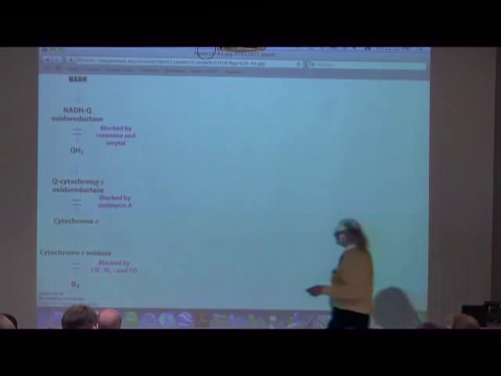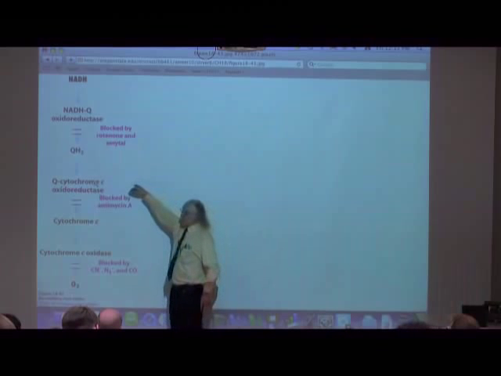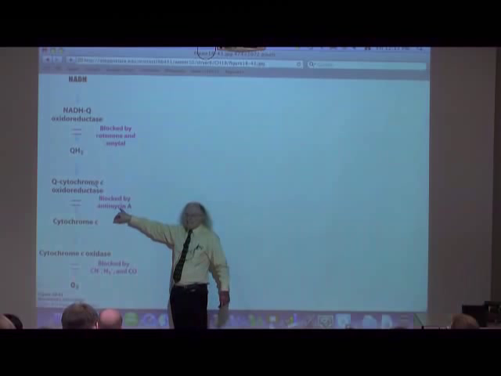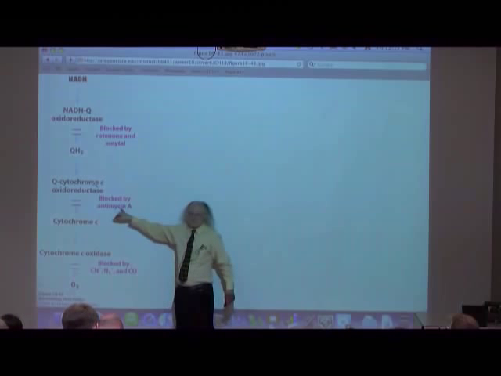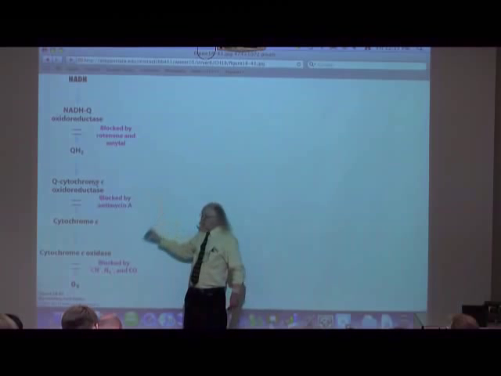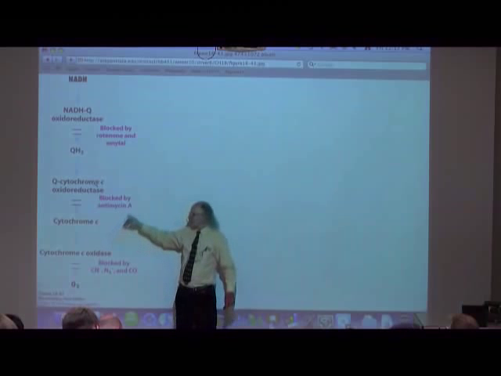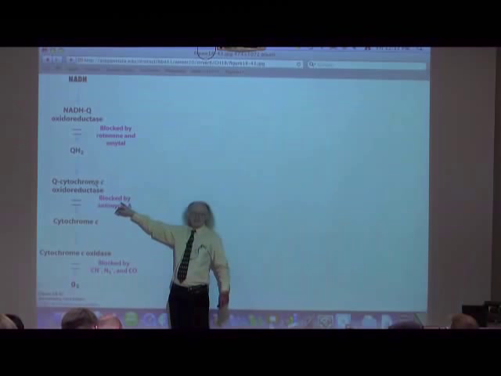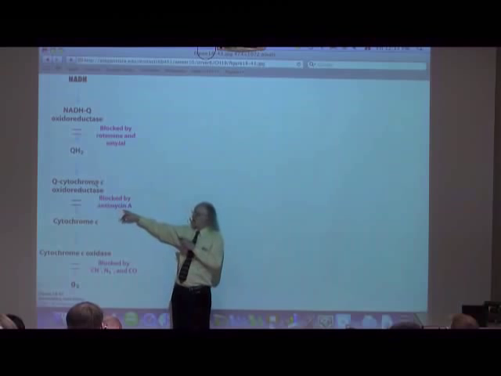If we look at complex 3, movement of electrons through complex 3 is blocked by antimycin A. This guy's more poisonous. This isn't something you probably want to mess with. There are ways around it, none of which we're going to talk about here. There are ways around it, but they're not very easy. This guy's a more severe poison than these guys are.